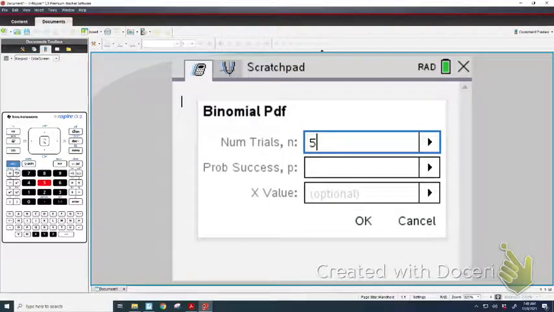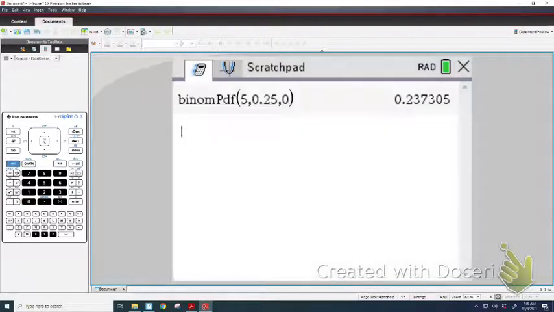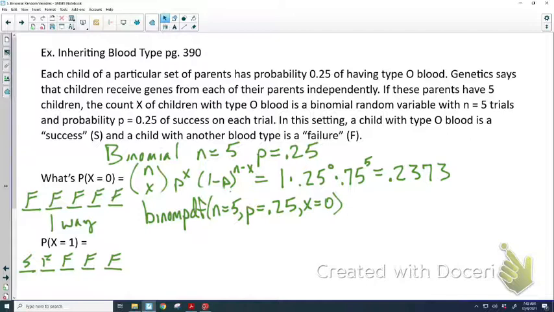I have 5 trials. I have 0.25 success. See how it says optional there? You don't have to type anything here. It'll give you the whole table. But let's do 0. And sure enough, we get the same exact answer we wrote on the board a second ago, .2373. People get mixed up, and they think that they have to do the formula and binomial PDF. You only have to do one. And AP is A-OK with you doing binomial PDF.